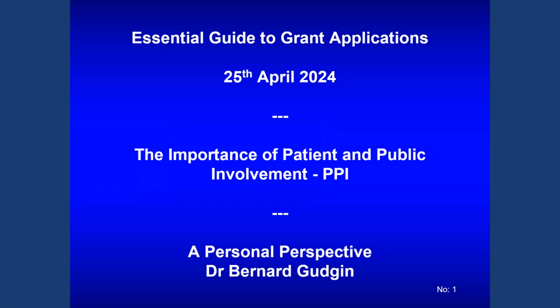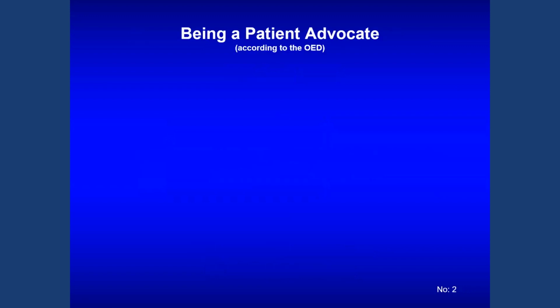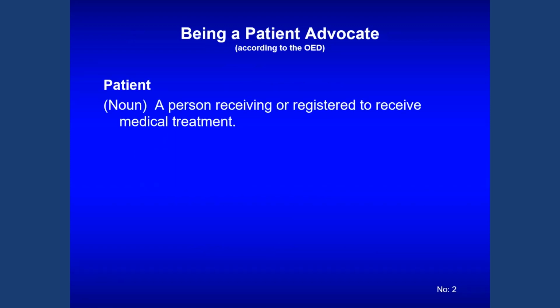Okay. Well, folks, you've heard what I might describe as the official story from Paul, but I'm going to give you my own idiosyncratic view of what PPI is like from the point of view of a patient. Now, a little while ago, the NIHR called us patient advocates. And what does that mean? Well, according to the Oxford English Dictionary, a patient is a person receiving or registered to receive medical treatment. And that's certainly me. It's probably most of us at some stage during our lives.